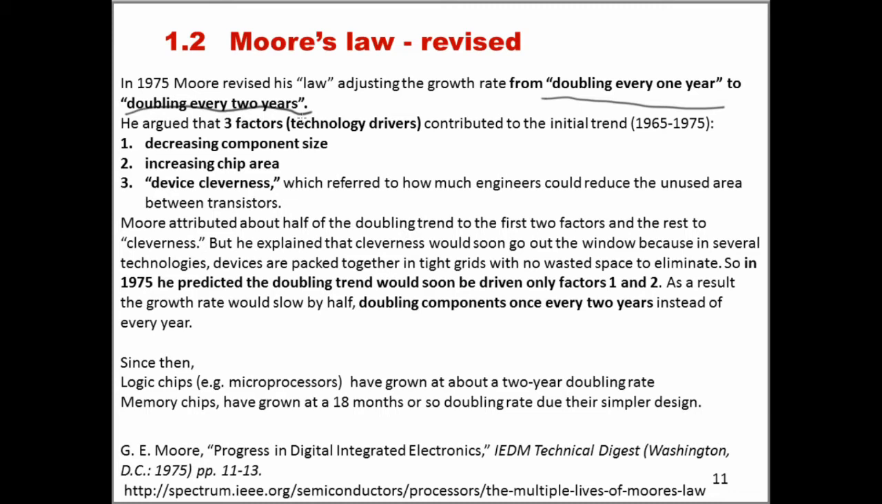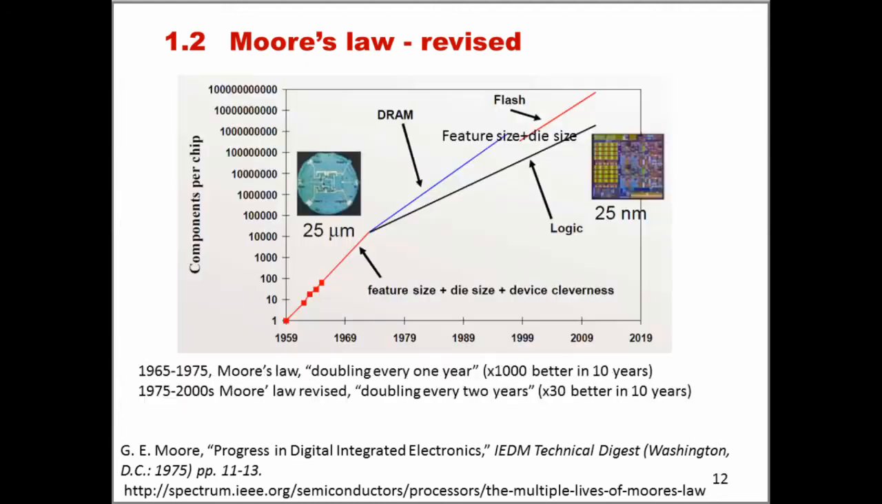Actually, different technologies scaled at different paces, as we can see from the next slide, where logic chips or microprocessors would scale at a doubling every 2 years, while memory chips would scale at a slightly faster rate, doubling every 18 months. And this is due to the fact that memory chips are just a bit simpler than microprocessor chips.